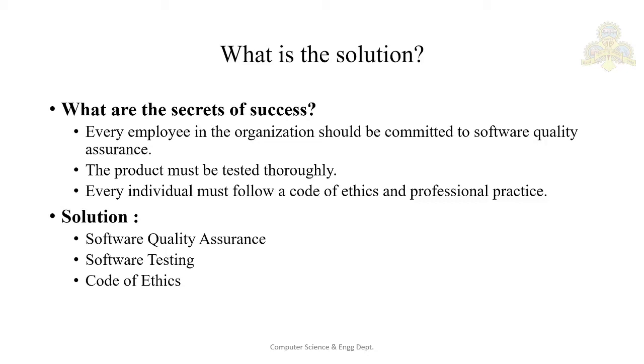Then what are the secrets of success, right? The project team has to make sure the project is a success, but what are the secrets to it? The secrets for the success are: every employee in the organization should be committed to the software quality assurance. Okay, so they should not compromise on the quality of the project. Quality is the first important thing for the success.